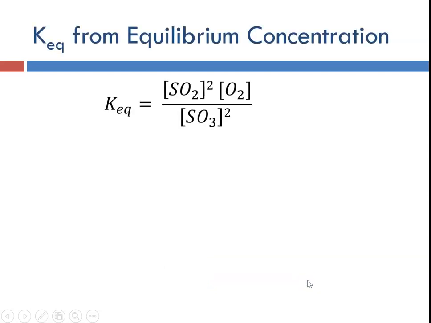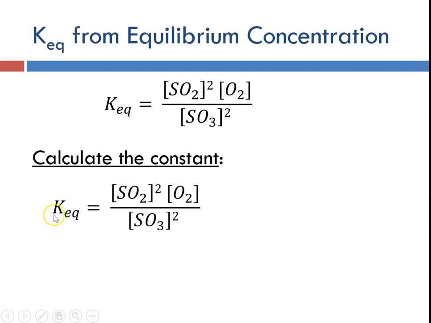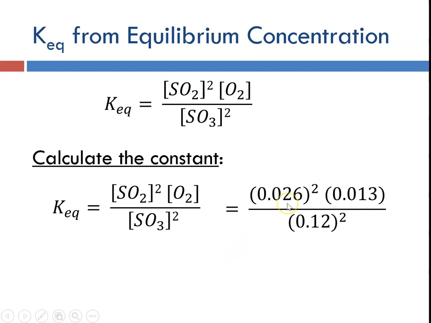Now we're going to plug in our numbers. So we are going to plug in the numbers that we were given using the expression. So here are the values that I took from the previous slide for each of them. So the sulfur dioxide squared, the oxygen, and the sulfur trioxide squared. So when we plug all of that in, we get the value of KEQ of 6.1 times 10 to the minus 4. This is a number that is much less than 1.